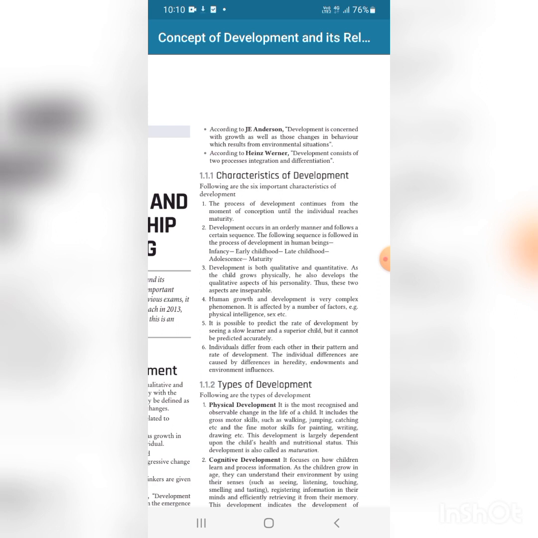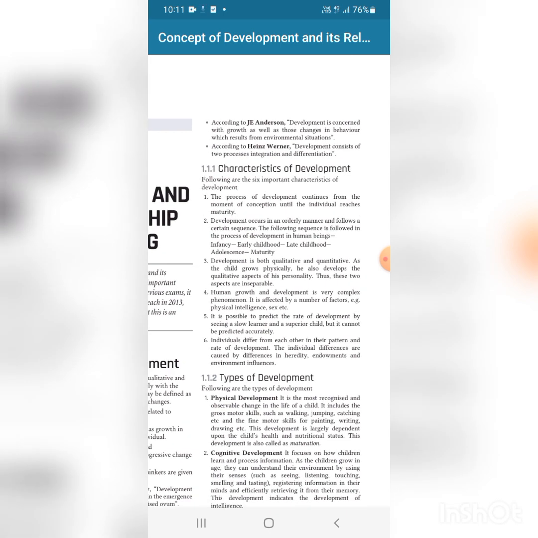Now let's discuss the characteristics of development. There are six characteristics of development. First of all, the process of development starts since the child is conceived in his mother's womb and continues until death, which means until it reaches maturity. And development occurs in an orderly manner, which means in a sequential manner, and there is a sequence which is followed in the process of development.